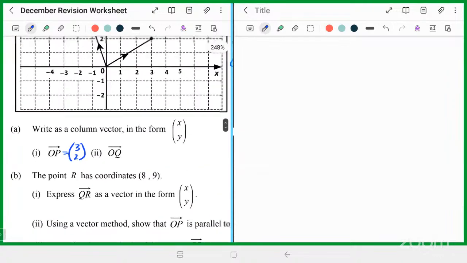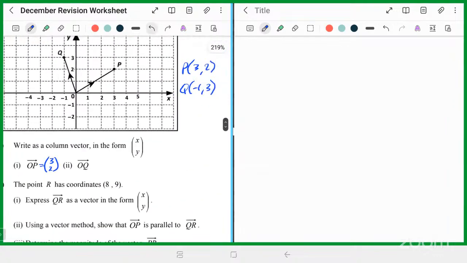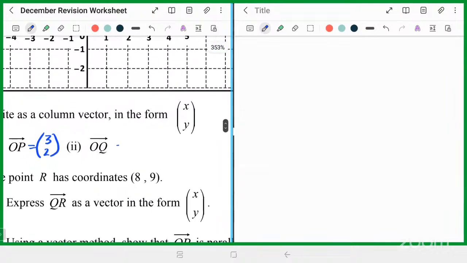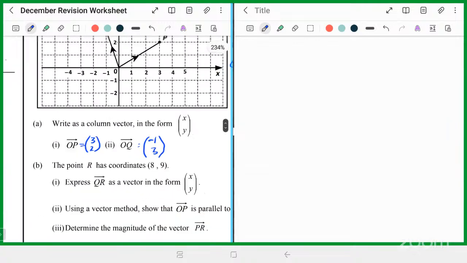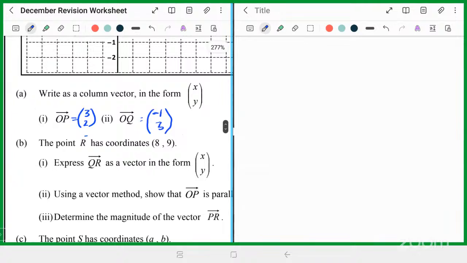And then OQ is minus 1, 3. So the position vector is going to have the same values, minus 1, 3, in column vector format. That is it, minus 1, 3. But I wrote that, it doesn't look so good. Minus 1, 3. That is it. Good.